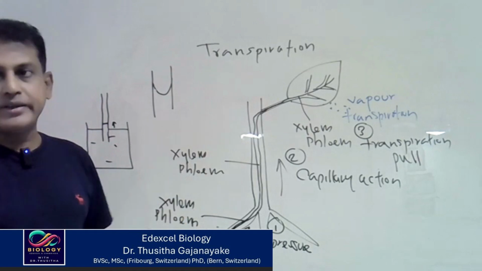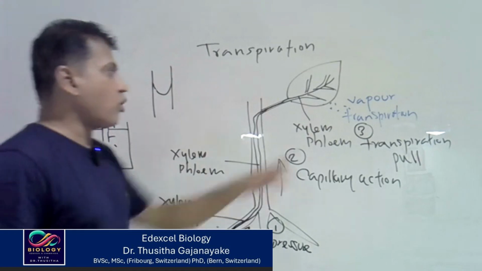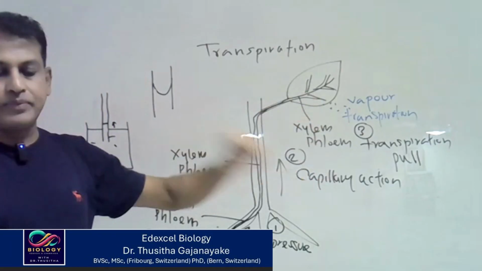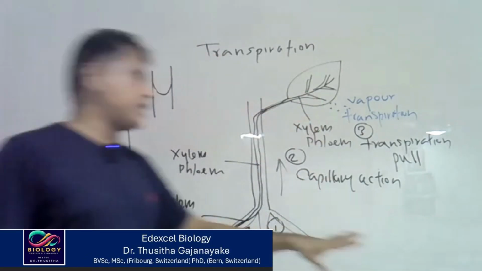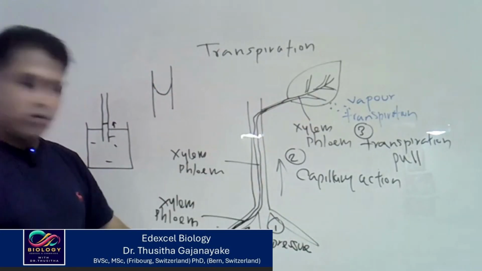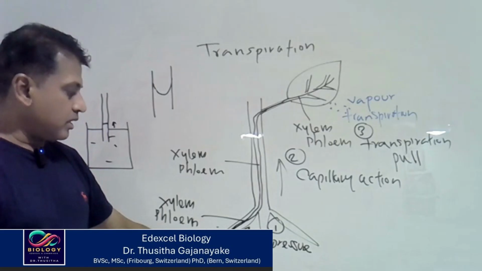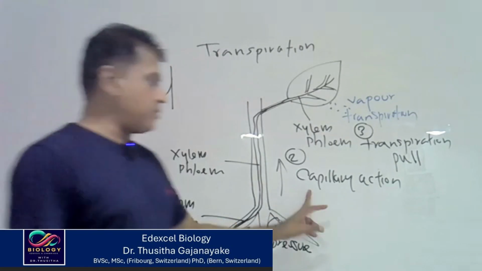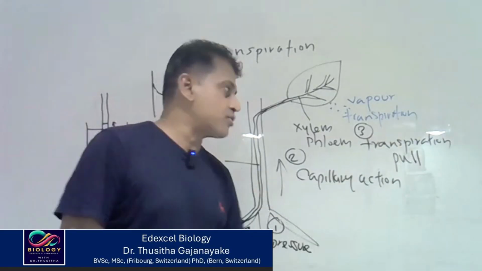It only takes place in the daytime, because water is required for photosynthesis during the daytime. Nighttime photosynthesis will not take place, so this transpiration will not happen. So can you also add these three types of actions: root pressure, capillary action and the transpiration pull?